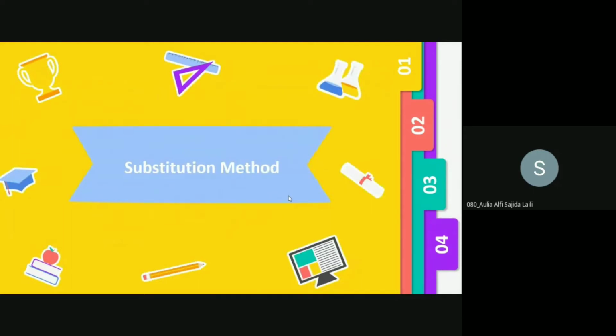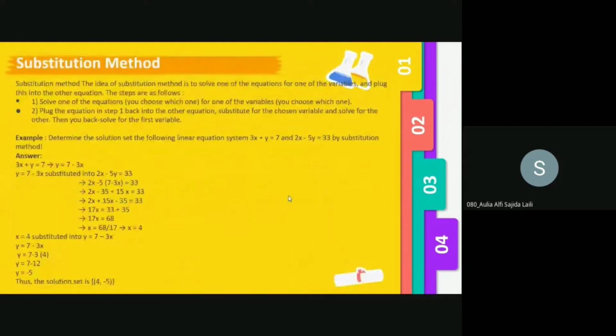Substitution method. The idea of the substitution method is to solve one of the equations for one of the variables and plug this into the other equation. The steps are as follows. First, solve one of the equations for one of the variables, you choose which one. Plug the expression from step 1 back into the other equation, substitute for the chosen variable and solve for the other. Then you solve for the first variable.